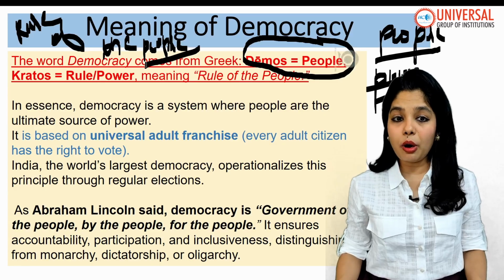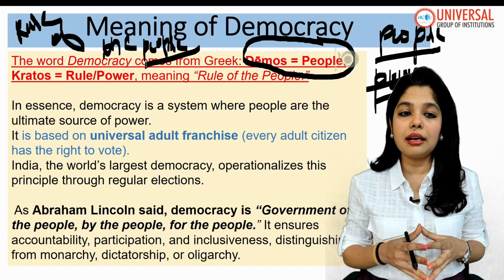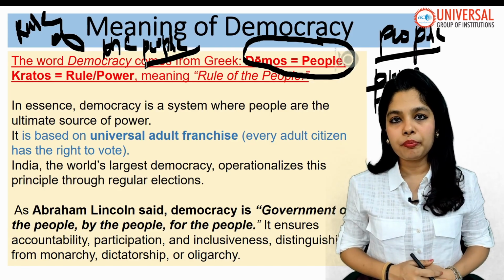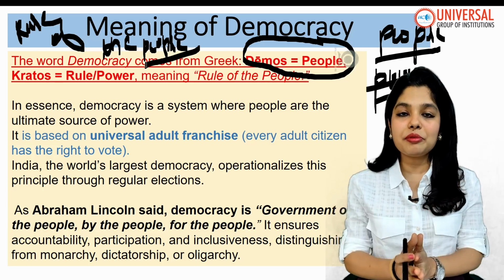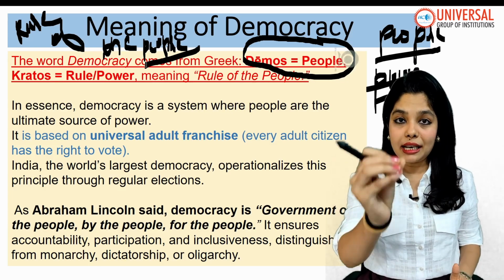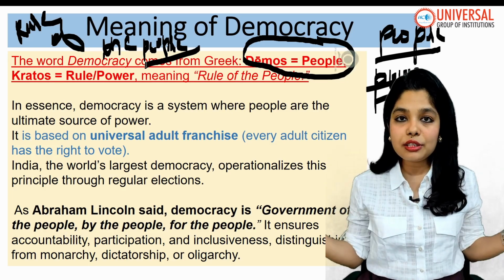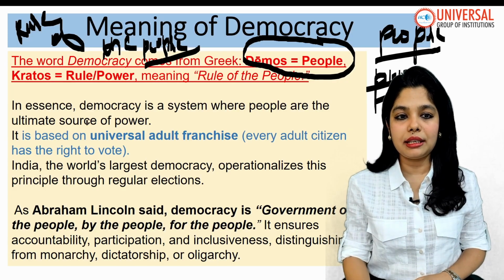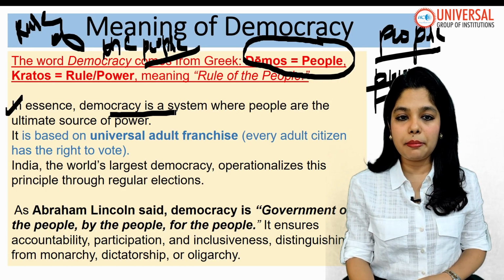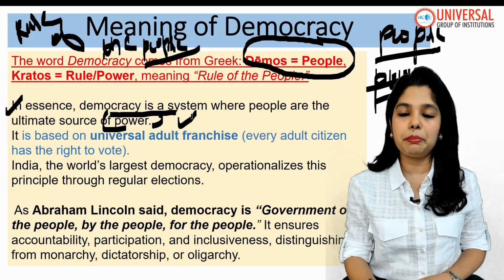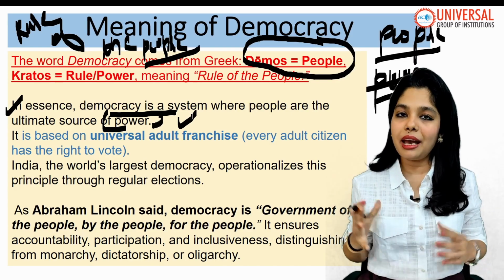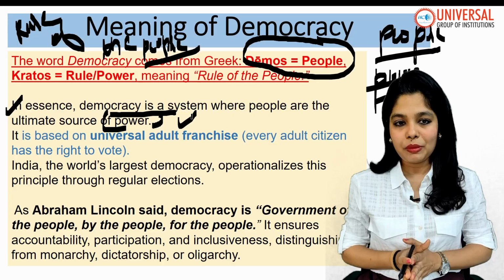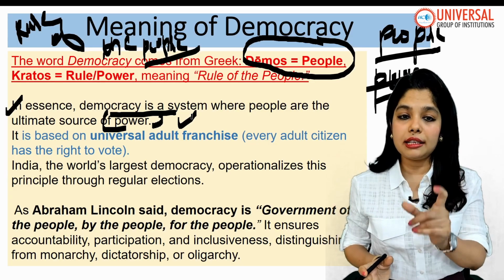In essence, democracy is a system where people are the ultimate source of power. In a democracy, the power comes from you, from me, and the rest of the people in the society. It is based on universal adult suffrage.